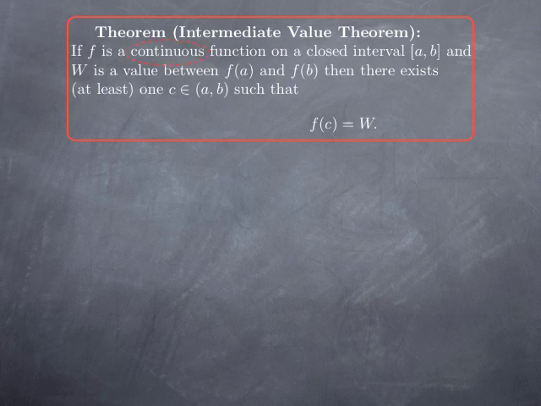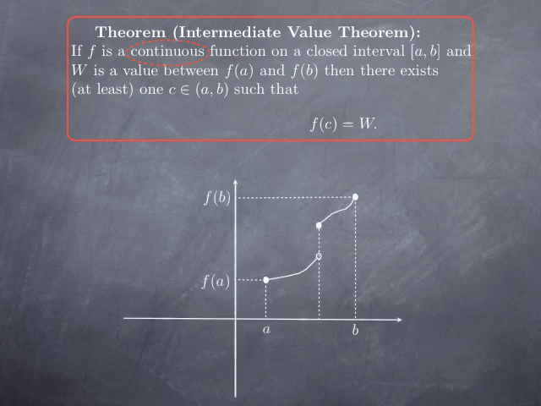Now, continuity is essential in this statement, as we can see from this example. You see that here we have a function that has only one discontinuity on the interval [a, b], and this is enough to make the conclusion of the intermediate value theorem fail. So continuity is an essential assumption here.